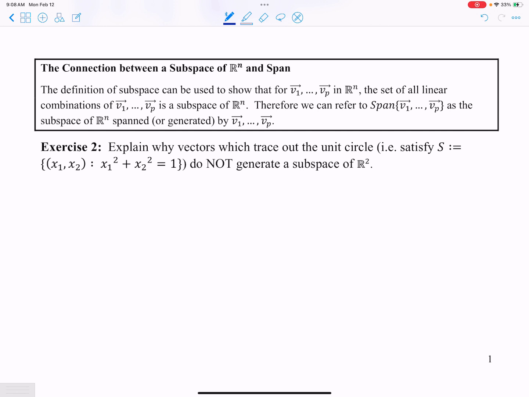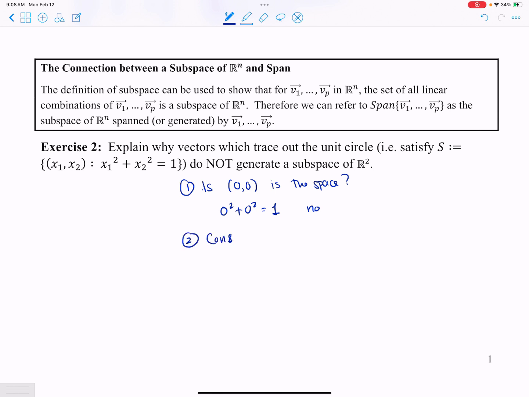In exercise 2, we want to explain why the vectors that trace the unit circle do not generate a subspace. First property, you can say, is (0, 0) in the space? In other words, is 0 squared plus 0 squared equal to 1? No. So at this point, we could just say it's not a subspace. I just want to also show why the other properties fail. Keep in mind that to not be a subspace, only one of the three has to fail. In this case, all three do. So I'm just going to show you how all three of them fail.